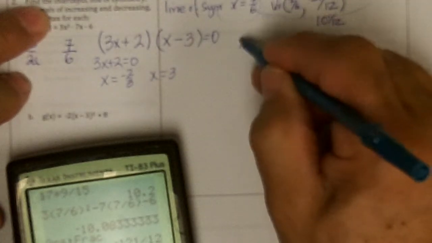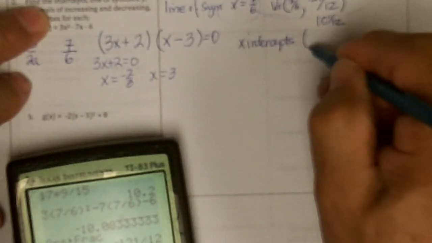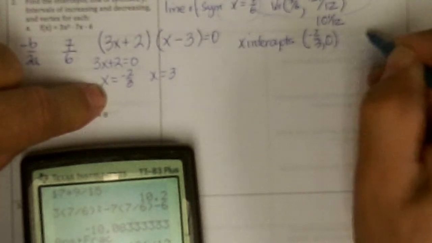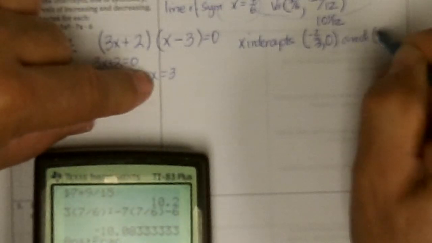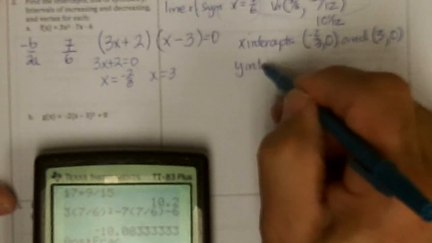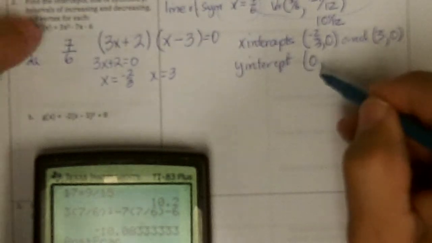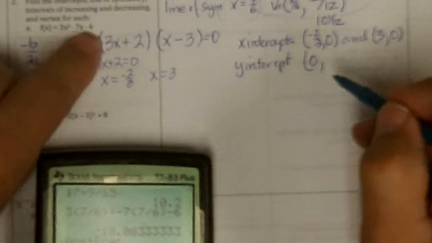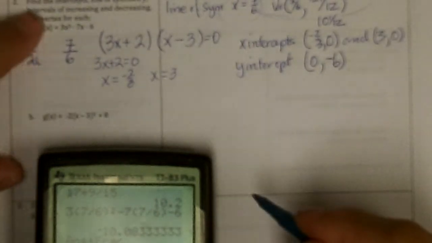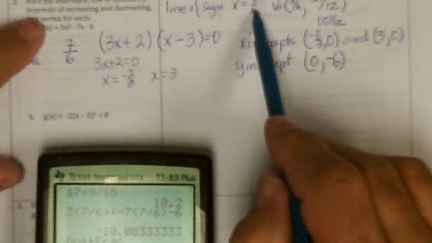So the x-intercepts are negative 2/3, 0, and 3, 0. The y-intercept means I'm going to put 0 in for x, and that's going to wipe out the 3x squared and the negative 7x, and so it's just going to be negative 6. So I have the intercepts, line of symmetry, x equals 7/6.